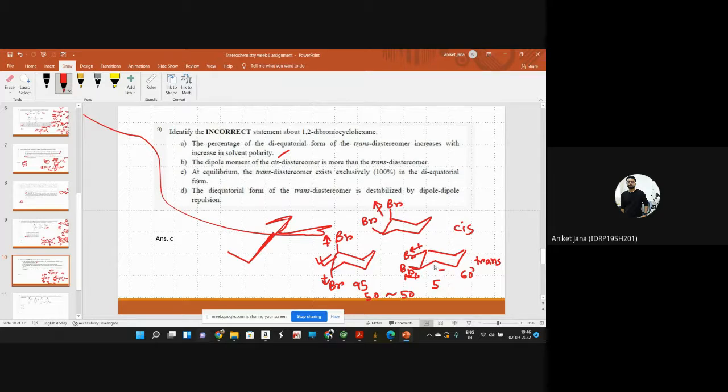So that is why, in the case of the trans isomer, we are considering only the diaxial form, as the population of this form is significantly high. Yes, this form has a dipole moment, definitely. This one is directed in this form and this one is directed in that form. They definitely have a significant dipole moment, but due to the repulsion of these dipoles, the di-equatorial form is very unstable. So the trans isomer does not stay in this di-equatorial form.